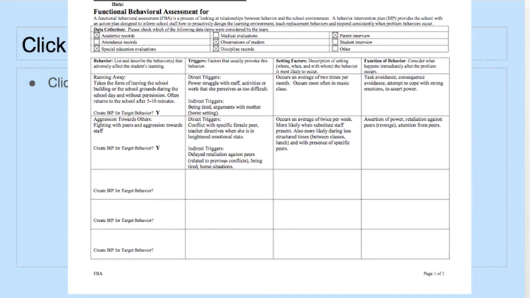And then they talk about setting factors, so describing when, where, how, with whom, other students, when this behavior is most likely to occur. And then we talk about the function of the behavior, so consider what happens immediately after the problem occurs. So this is just another way to observe student behavior and decide how we can better accommodate for them in the classroom.